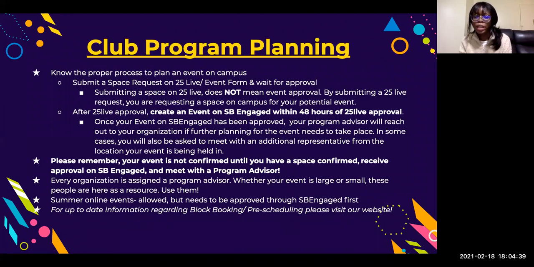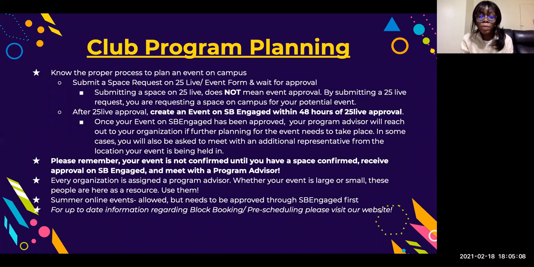And going more into 25 Live, the way this program works is that you're able to allocate resources into that space that you're going to have. So you can say, I want a certain amount of chairs or a certain amount of tables. And you can communicate with the facilities on campus to make sure it's set up in a certain way. Usually the way that we do that is through Visios. After you have a 25 Live approval, then you can go on and create your event on SB Engaged.